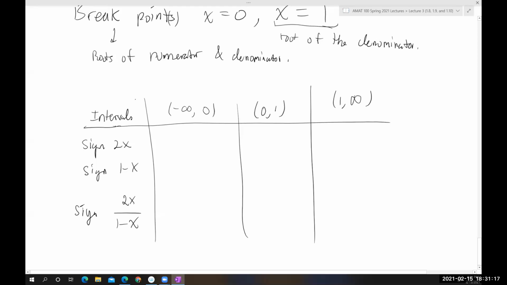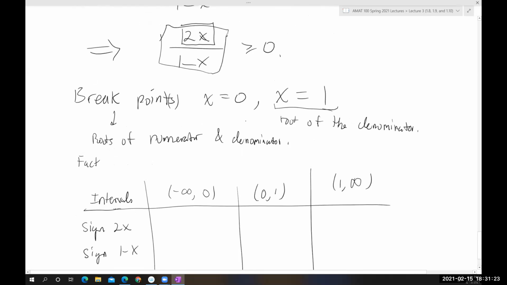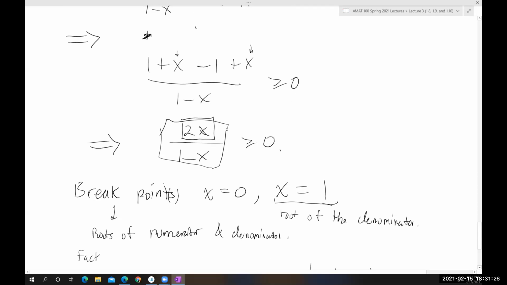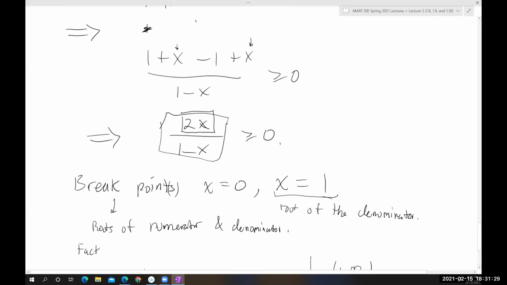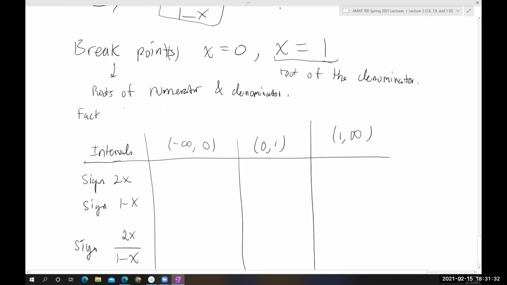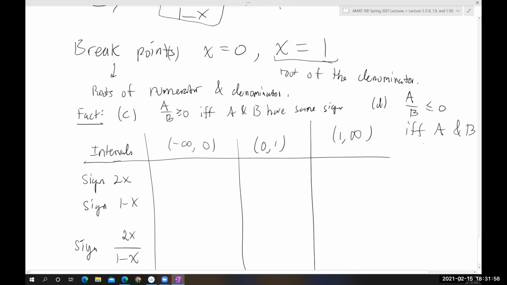And you have to use this other fact, which I'll put up here. So we want this to be greater than or equal to 0. So we have some similar facts about fractions. I'll call this fact C. A over B is greater than or equal to 0 if and only if A and B have the same sign. And then you can guess it, A over B is less than or equal to 0 if and only if A and B have opposite signs.